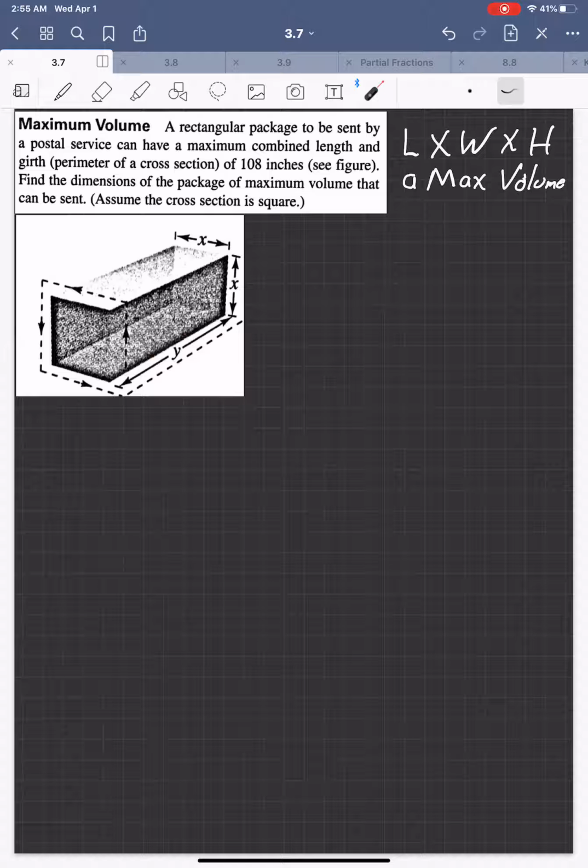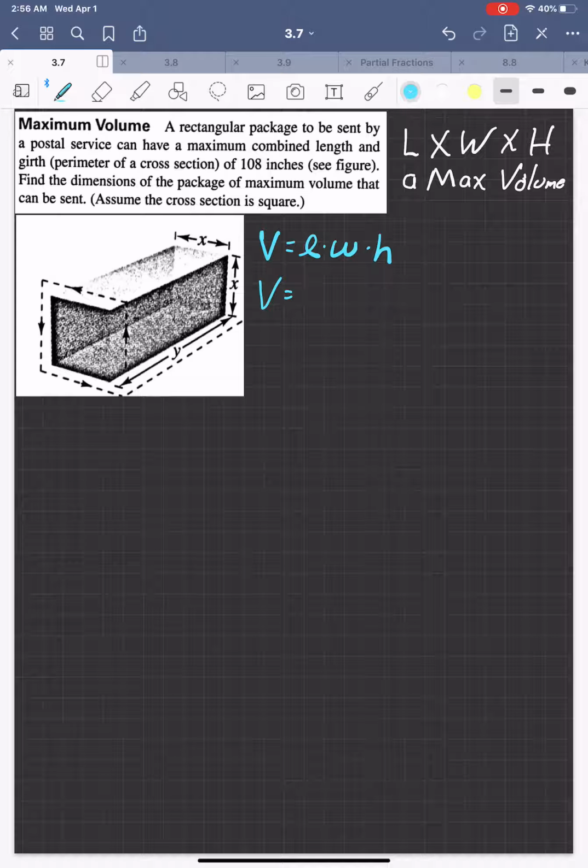So let me start with the volume formula for any type of package like this. So the volume is going to be equal to the length times its width times its height. And that's what I want to maximize. So I can do a little bit better than this, though, because in this case, I can have x as a length and x as a width and y as a height.